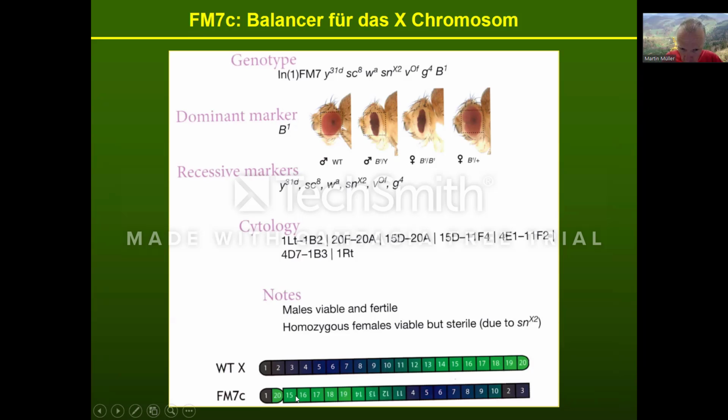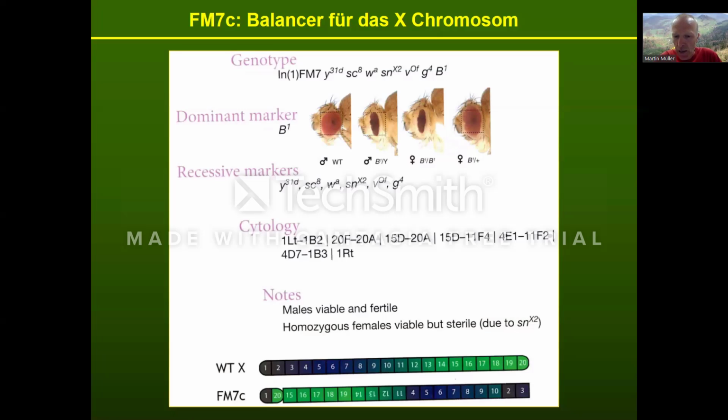And if we now look up at the X chromosome, here wild type, the numbering from 1 to 20, now we see that in the FM7 chromosome, 20, which normally is over here, is now over here. But then it continues with 15, 16, 17, 18, 19, and then there is another inversion, 14, 13, 12, 11, 4, 5, 6, 7, 8, 9, 10, and then over here is 2, 3. So you can see that all these inversions have completely changed the way in which the chromosome is put together.